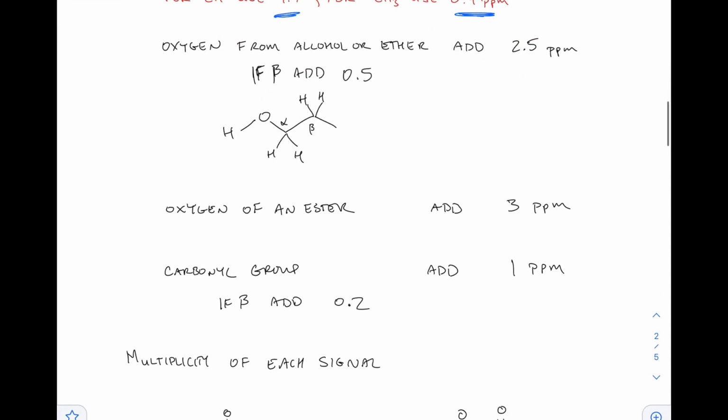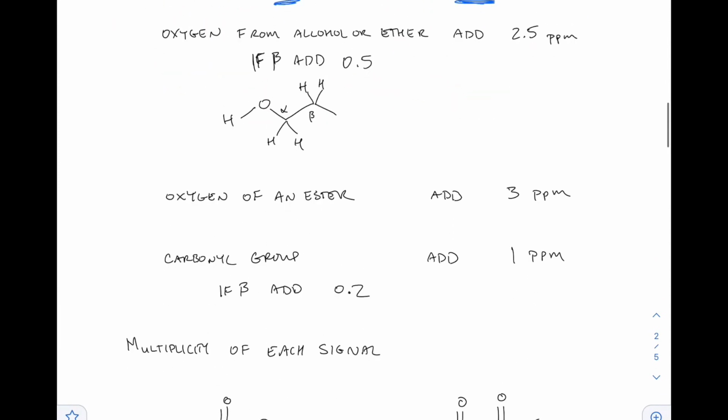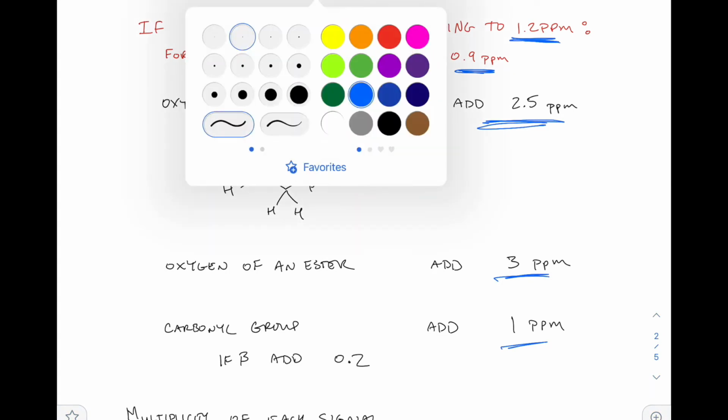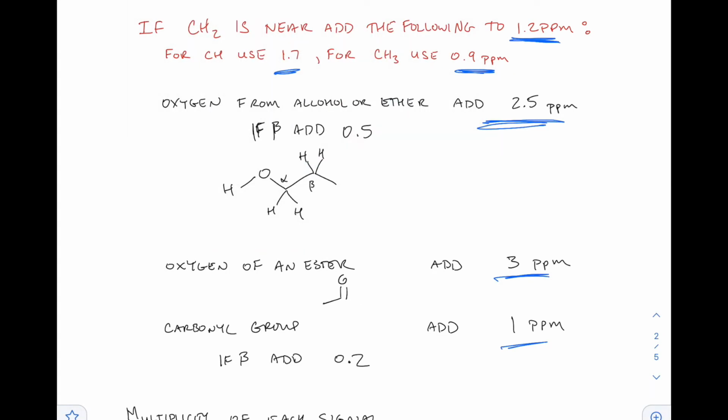And then let's say we have an alcohol group, right? Or we have an ester or a carbonyl group. Then what we can do is add 2.5 if it's an alcohol, 3 ppm or 1 ppm to if it's an ester group or a carbonyl group. Okay, so I guess this could be ambiguous. We're talking about this oxygen right here, right?